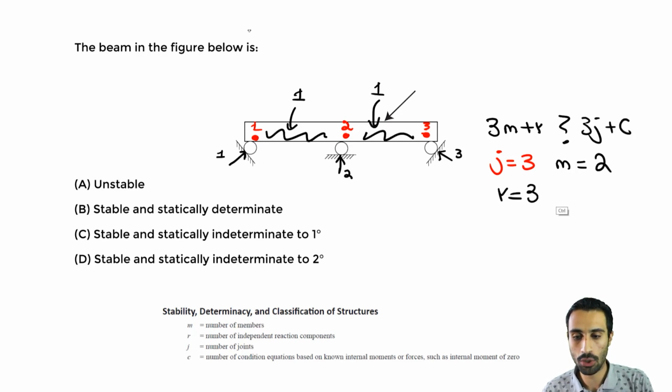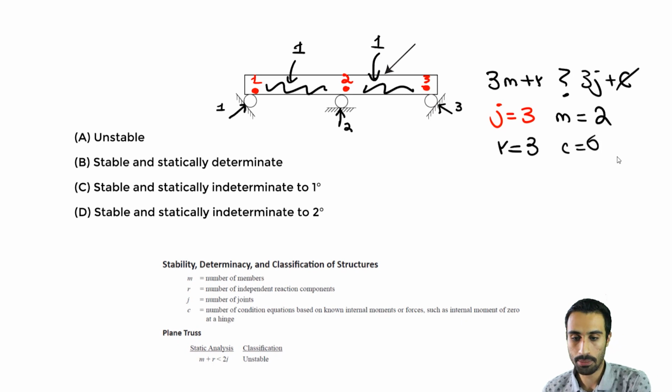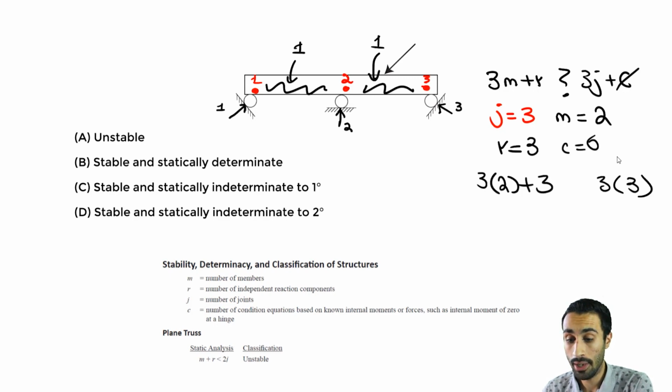Then the number of condition equations: we have no internal hinge, so c equals 0. Eliminate that. Now we apply the equation: 3m, where m is 2, plus r, which is 3, so 6 plus 3 is 9. On the right side, 3 times j, which is 3. So this is 9, this is 9, they are equal.